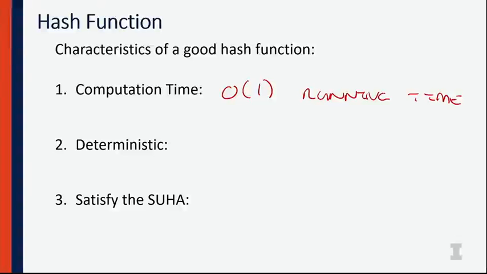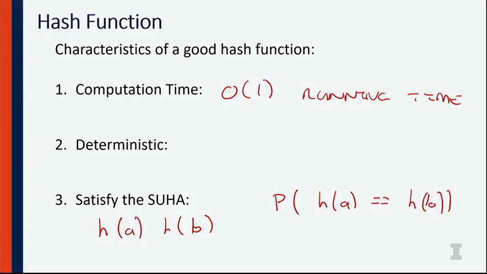So what that means is under SUHA, given 2 values, we're going to take the hash of some value a and a second hash function of b. When we hash these 2 values, we need the probability of the hash of a to be equal to the hash of b to be equal to 1 over the size of the array if a does not equal b. So if we have 2 different values, the simple uniform hashing assumption says that at random, 2 values are going to randomly be in different places in the array with equal probability.